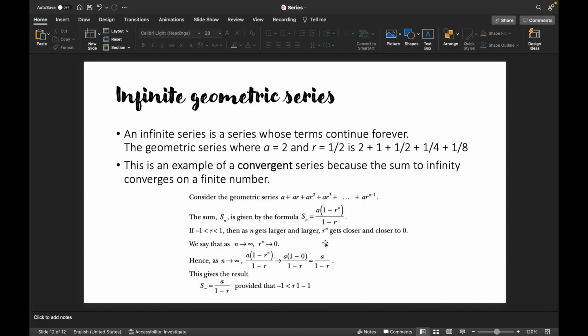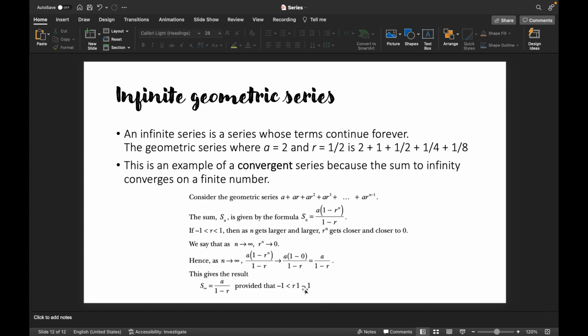Just think about half to the power of 1,000. What will it become? It becomes so small that it approaches 0. And therefore, we know that as n approaches infinity, r to the power of n becomes 0. Using this principle, we derive that the sum to infinity will be a divided by 1 minus r, provided that r is in between -1 and 1. And so if it's in between 1 and -1, that means the geometric series will definitely converge.